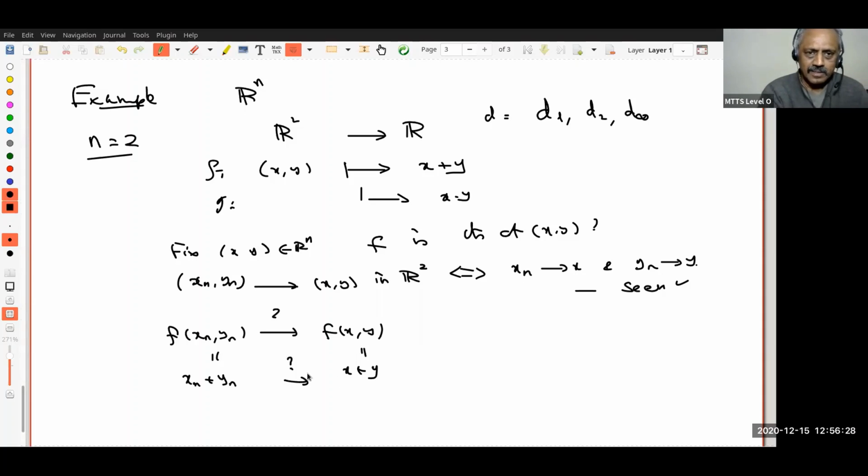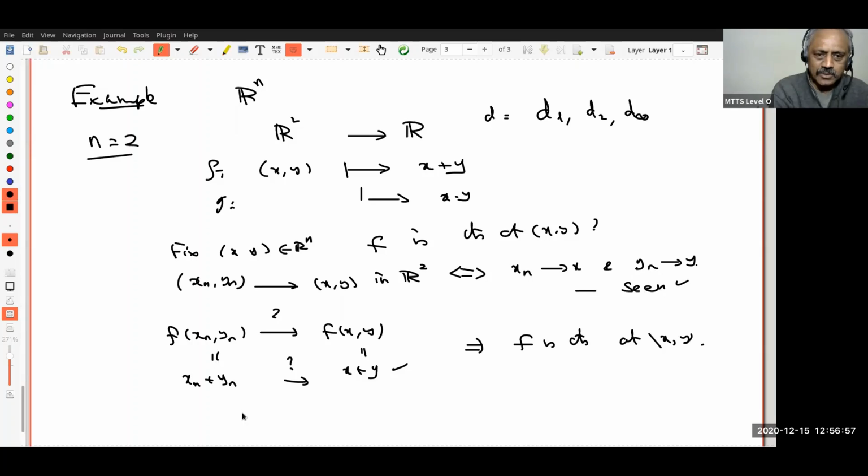Here you see again the advantage of our definition. (xn, yn) converges to (x, y) if and only if xn converges to x and yn converges to y. These are sequences of real numbers, and from the algebra of convergent sequences, you know that if xn converges to x and yn converges to y, then xn plus yn converges to x plus y. Therefore, f(xn, yn) converges to f(x, y). That implies f is continuous at (x, y).